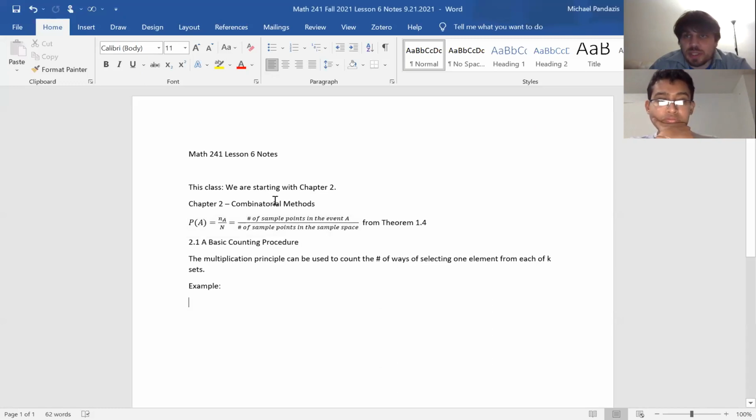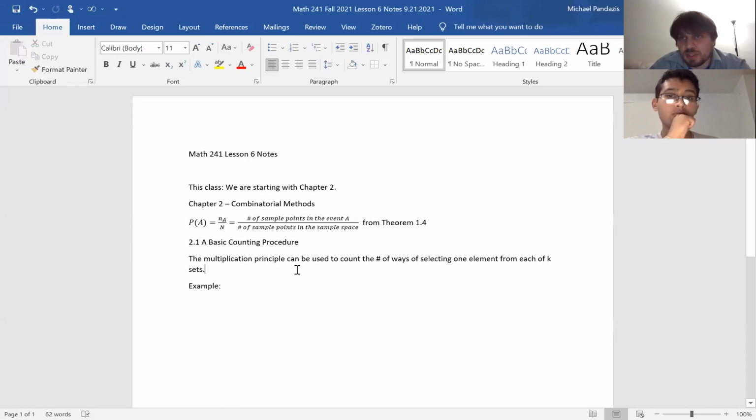Okay, so we start chapter 2. Probability of A is n sub A over n from theorem 1.4. So we want to find the probability of events A. Chapter 2 is on combinatorial methods, which is a way of finding the values of n sub A and n. Sometimes you need a counting procedure to find the values of n sub A and n.